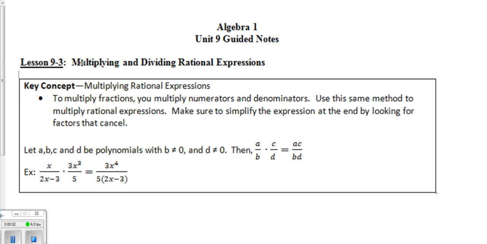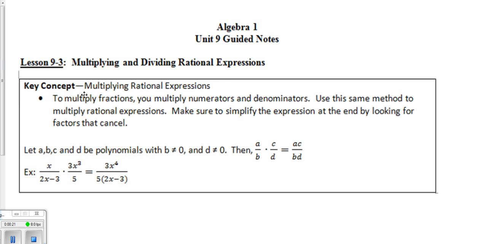Lesson 9-3 is all about multiplying and dividing rational expressions. Now these are going to be rational expressions, not equations. So these are not going to have an equal sign, it's just our two rational expressions, or again, they'll look like fractions. They have that bar across that we're multiplying or dividing together.